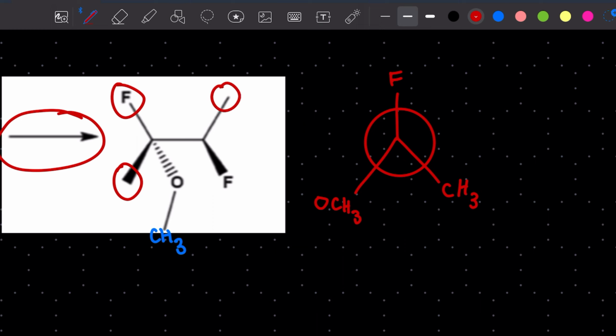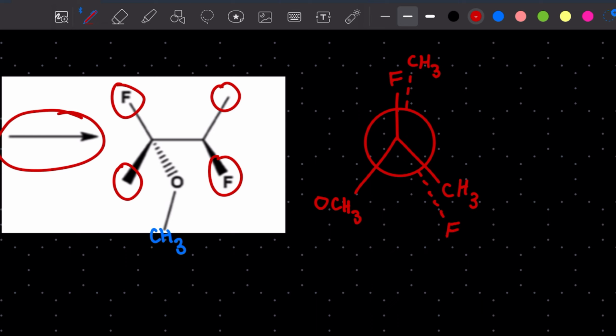Let's now look at our back carbon. We can see directly up is going to be CH3, and directly up was our fluorine. So this confirms that our Newman projection is going to be eclipsed. So we're going to have a CH3 in the same place. And to the right would be a fluorine. And since we know it's eclipsed, we can draw it like that.